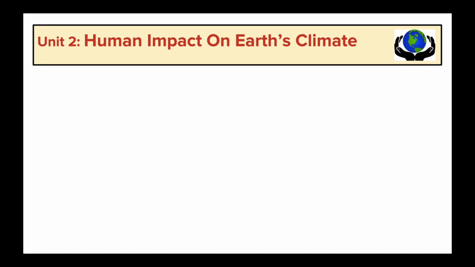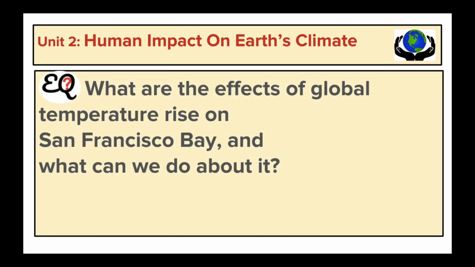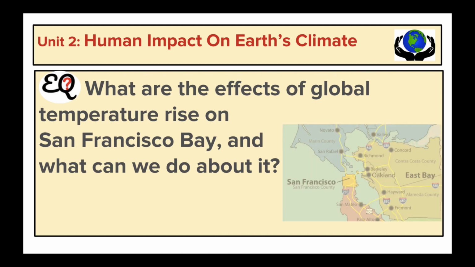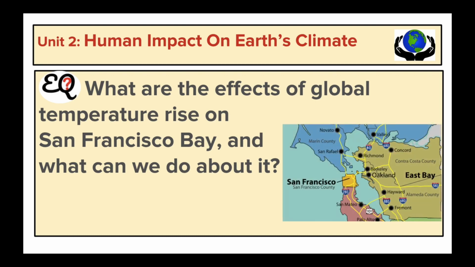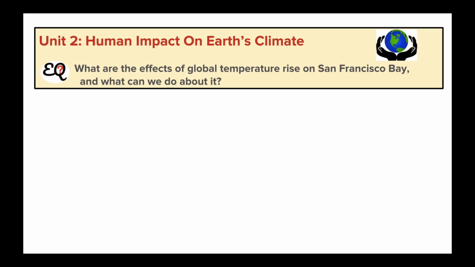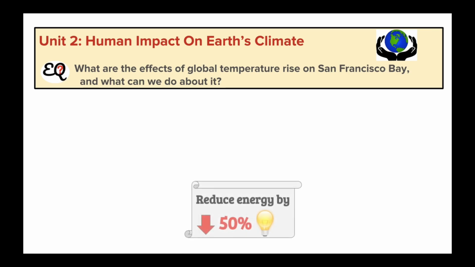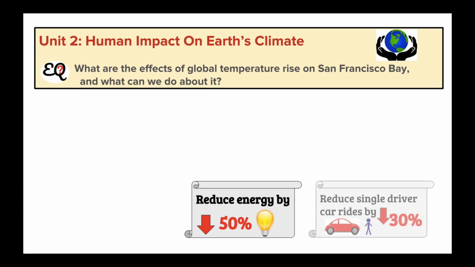The essential question for Unit 2 is what are the effects of global temperature rise on San Francisco Bay, and what can we do about it? Did you know that SFUSD, Office of Sustainability, has an energy goal, which is to reduce energy use by 50% by the year 2030? There is also an SFUSD transportation goal, which is to reduce solo car trips to school by 30% by the year 2030.